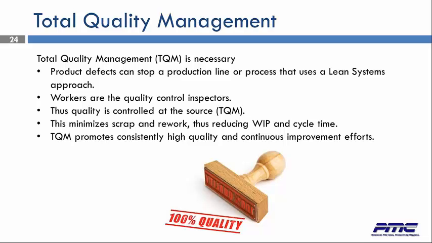Workers are the quality control inspectors, so we have quality control at the station. Thus, quality is controlled at the source. Instead of having quality checks at the end of the line, we have quality at the spot of the station, so that there is more scope to eliminate the bad parts. This minimizes scrap and rework, thus reducing WIP and cycle time. TQM promotes consistently high quality and continuous improvement efforts.